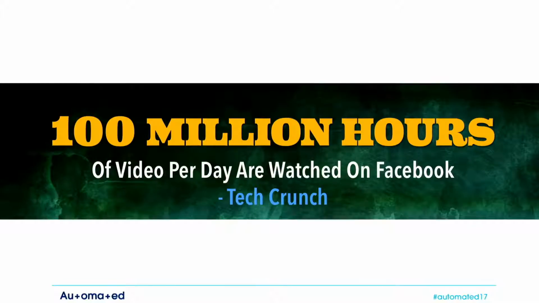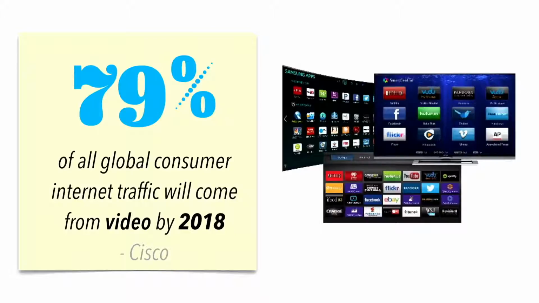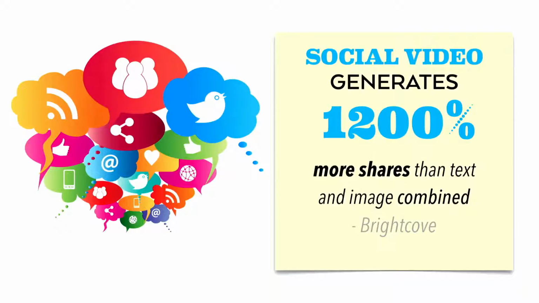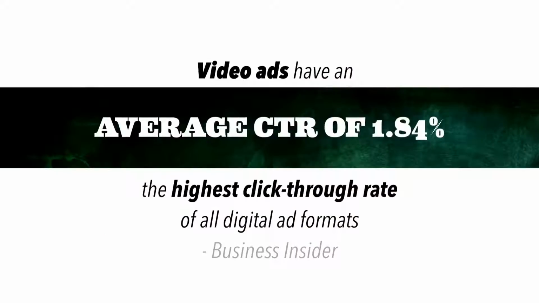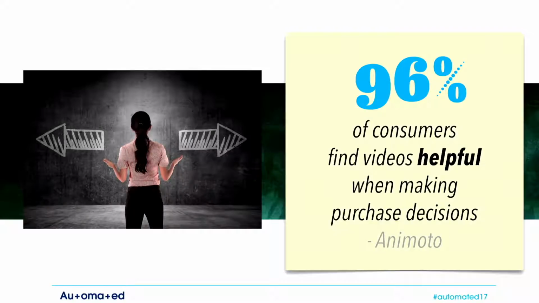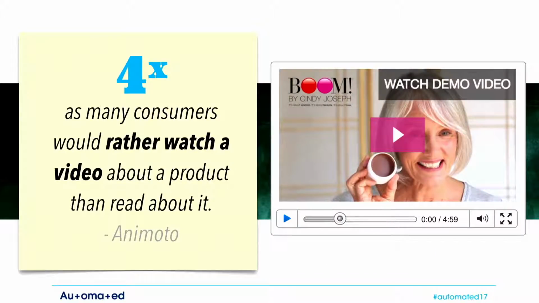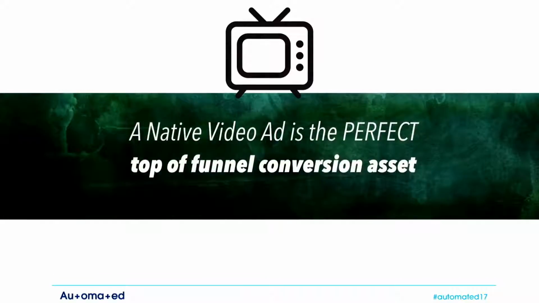So why video? Well, there's 100 million hours of video watched on Facebook per day. 79% of all global consumer internet traffic will come from video by 2018. Social video generates 1,200% more shares than text and image combined, and video ads have an average click-through rate of 1.84%, which is the highest click-through rate of all digital ad formats. 96% of consumers find video helpful when making purchase decisions, and 4 times as many consumers would rather watch a video about a product than read about it. So a native video really is the perfect top of funnel conversion asset.